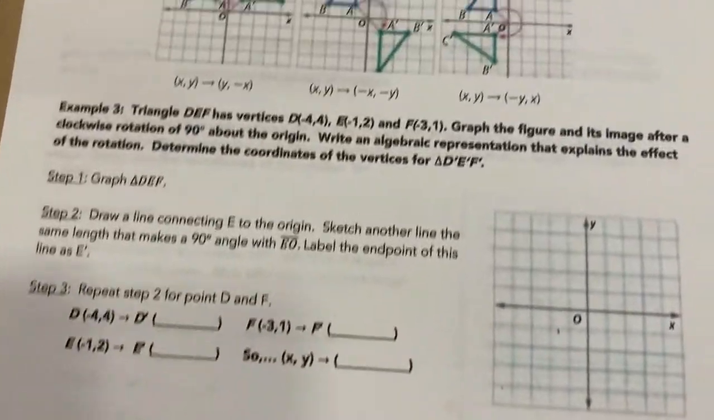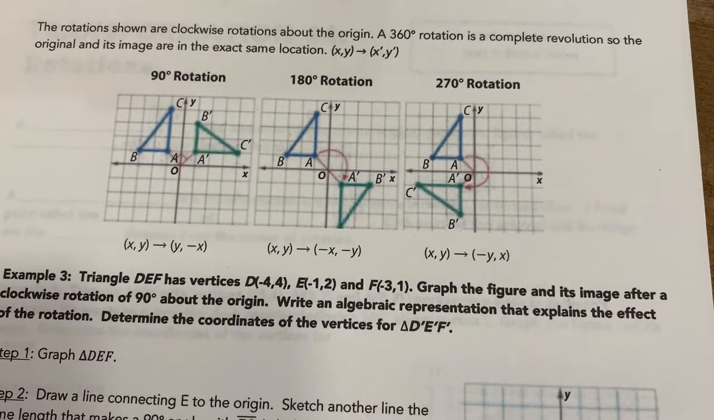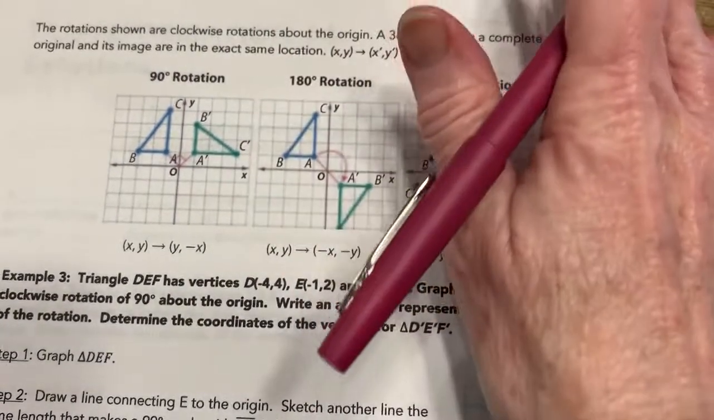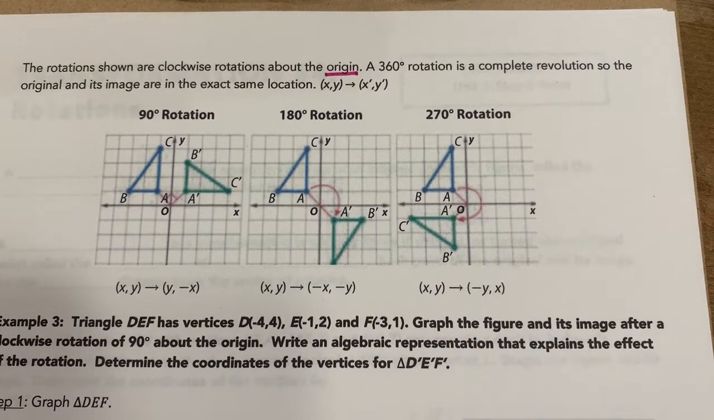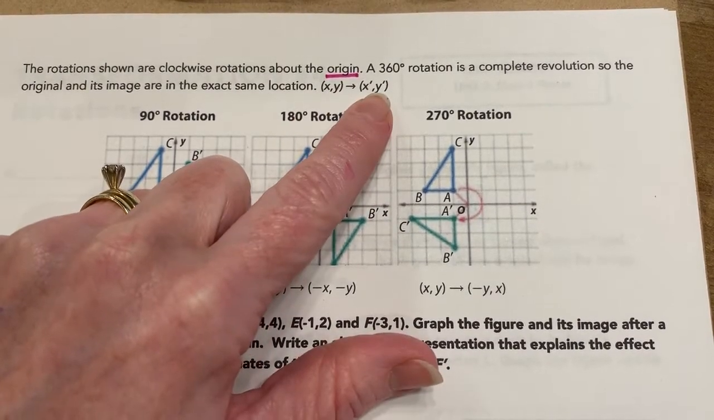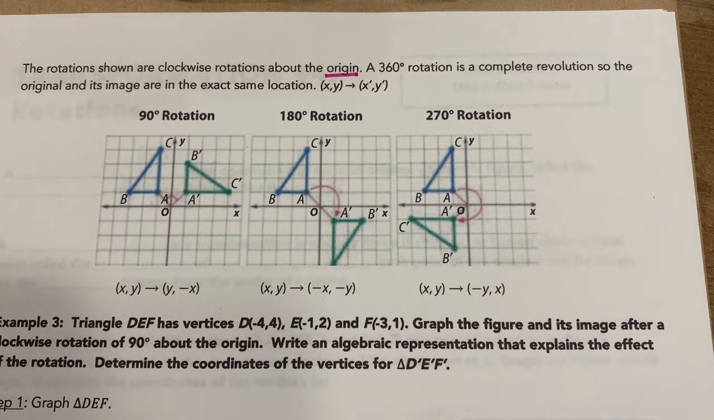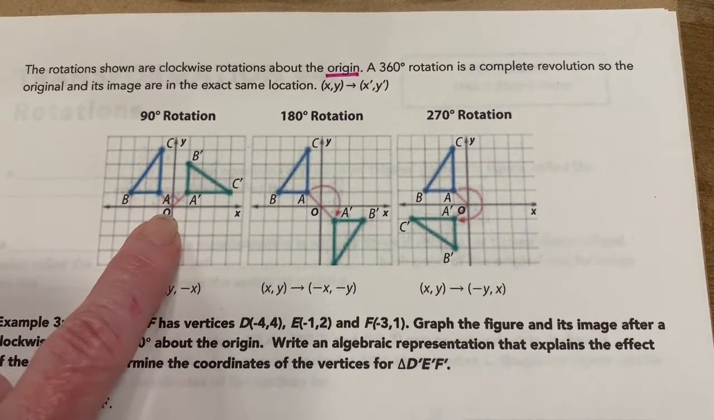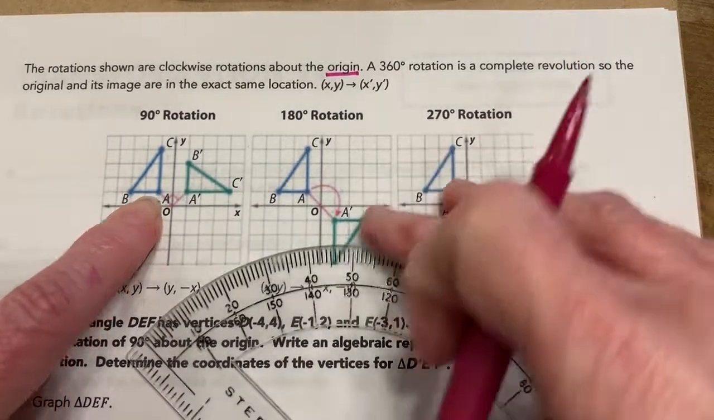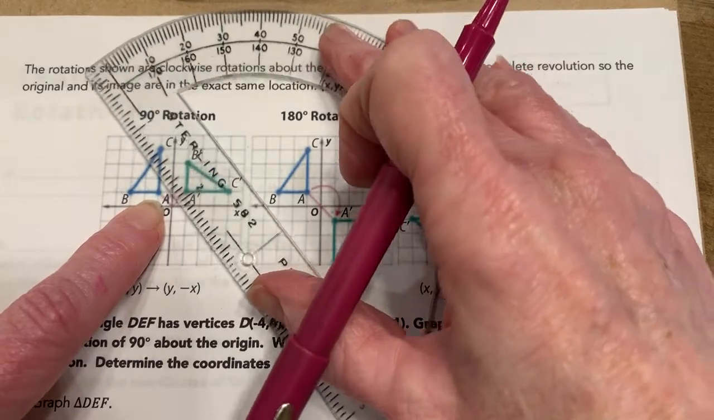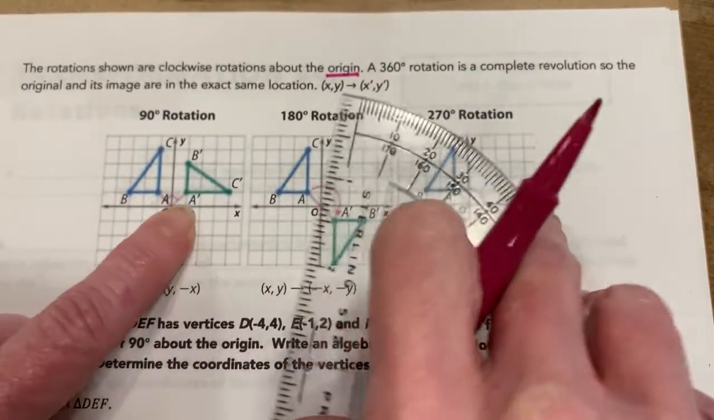If we look at the next page, it says the rotations shown are clockwise rotations about the origin. So these rotations are specifically around the origin. A 360-degree rotation is a complete revolution, so the original and its image are in the exact same location. So x, y would map to x prime, y prime exactly the same. In a 90-degree rotation around the origin, think about your protractor. If A is going this way and it moves 90 degrees, it goes like this, and that's your new prime.